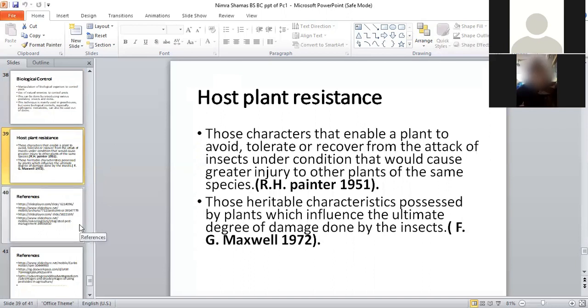Host plant resistance. Host plant resistance is the characters that enable a plant to avoid or tolerate the attack of insects. These cause the plant to resist, to enable it to cope with the insect. These are some resistance methods to save the plant. Those are heritable characters possessed by the plant which influence the ultimate degree of damage done by insects. Some plants resist the insect, resist the pest. So these are host plant resistance.